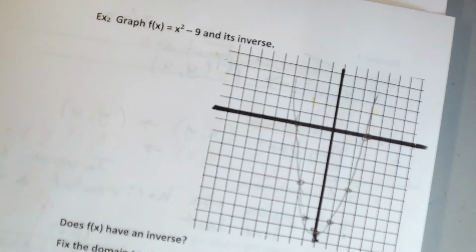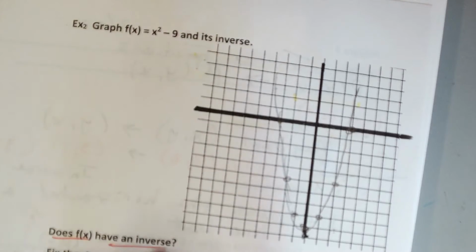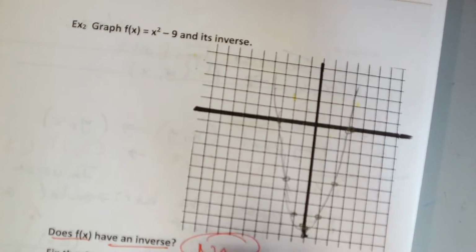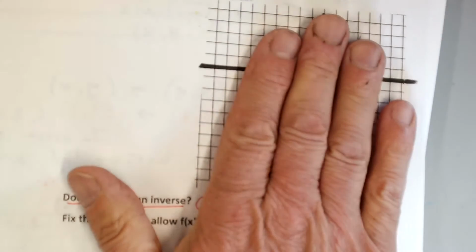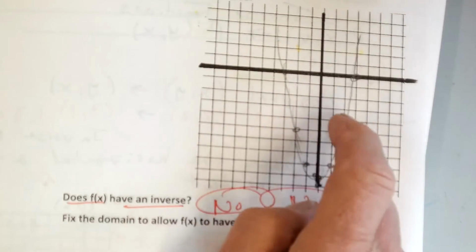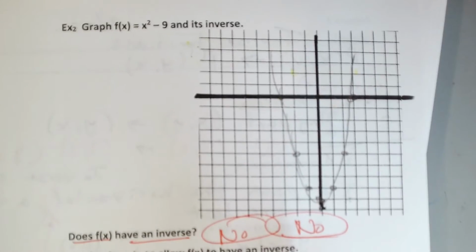Okay, so does f(x) have an inverse? No. It does not have an inverse. If you were to take this and turn it, it would be a sideways parabola. This does not pass what we call the horizontal line test.